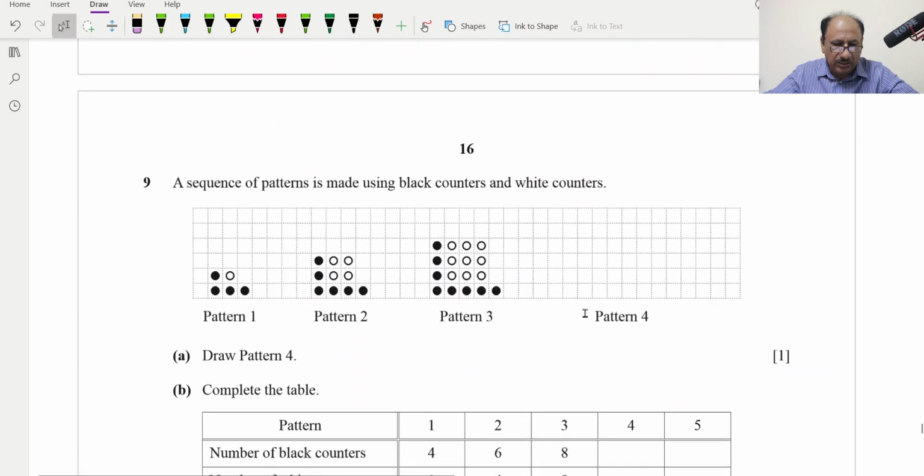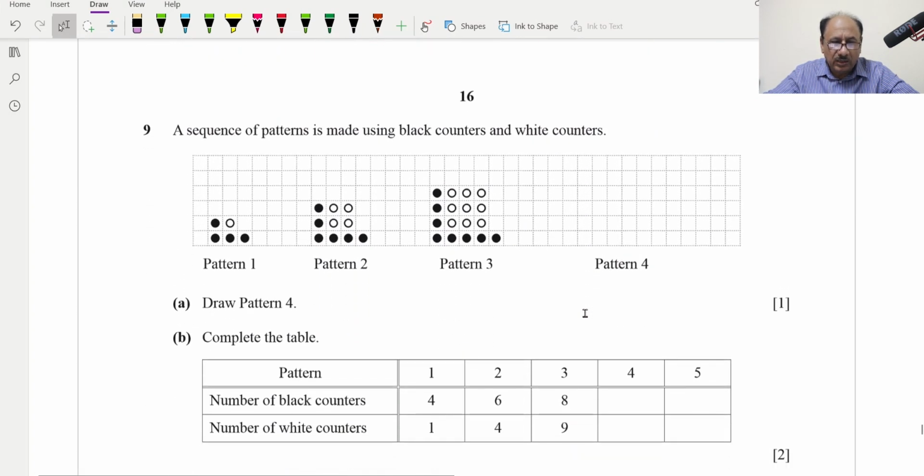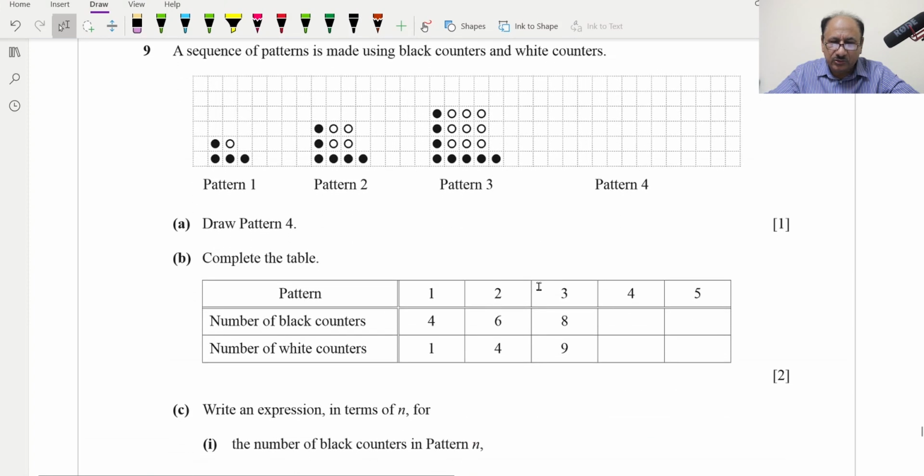Now question number 9 is over here. A sequence of patterns is made using black counters and white counters. Patterns 1, 2, 3 are provided. The fourth one we have to draw. To draw the pattern, we can fill in the second part first. This will help us to draw.